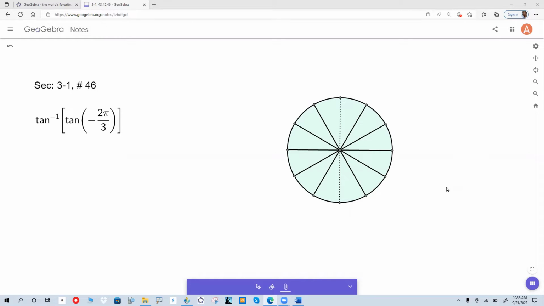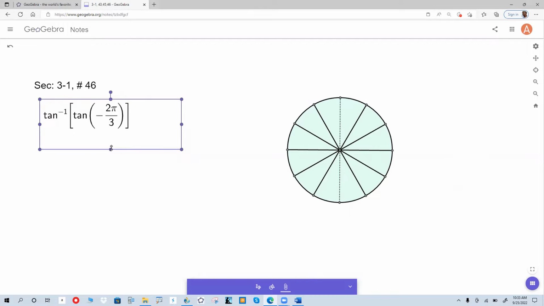So I'm going to work on this problem from section 3.1, and the problem number is 46. And we're going to solve this problem. We're going to find a value for it. And remember how we did it in class?